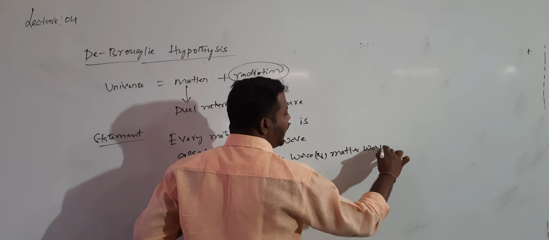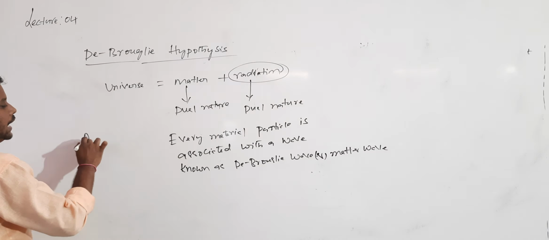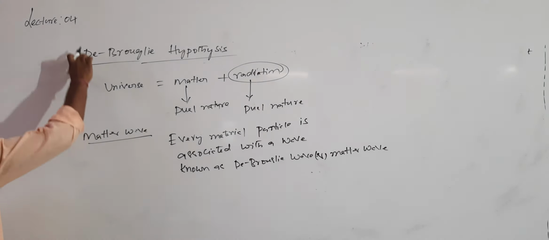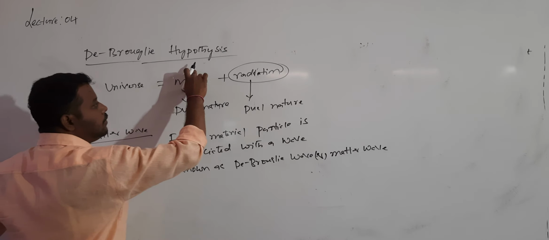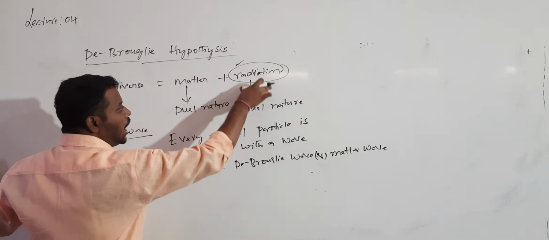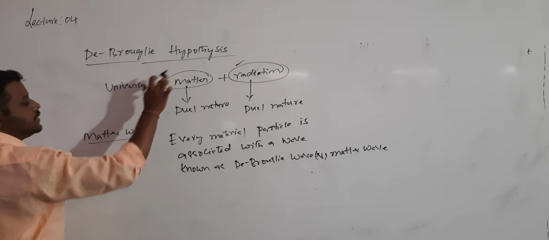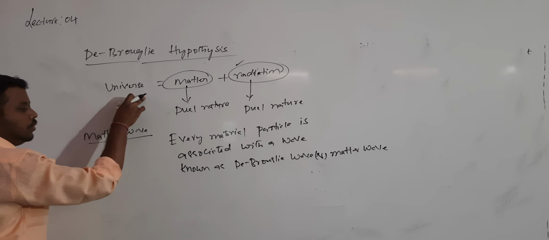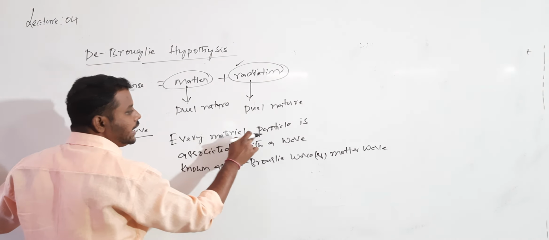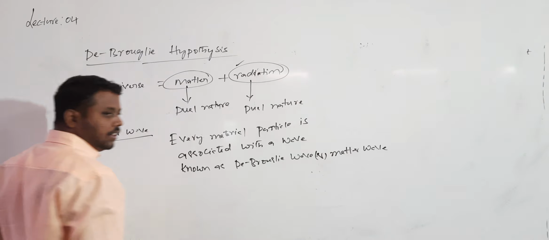So what is the meaning of matter wave? You can tell this is the definition for matter wave. Actually, what is the de Broglie hypothesis? According to de Broglie, since the universe is made up of matter and radiation, and we already concluded that radiation has a dual nature, matter also has a dual nature. If you take any massive particle of this universe, it is associated with one wave, and that wave is called the matter wave. So every material particle is associated with a wave, known as either the de Broglie wave or the matter wave.